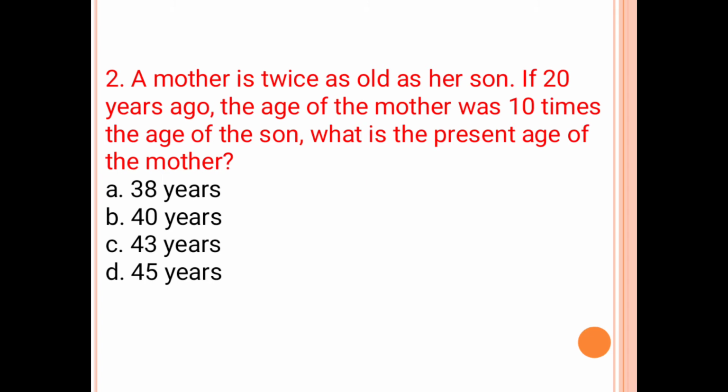Okay, so 20 years ago the mother's age is 18, the son's age is 1.8. Now we bring it to the current age. If you add 20 to both sides, that is 18 plus 20, 38. Then 1.8 plus 20, that is 21.8. Now if you take 2 times the son's age, it should equal the mother's age.